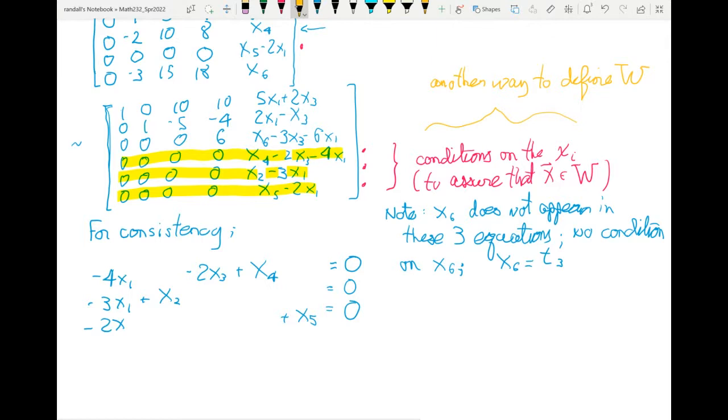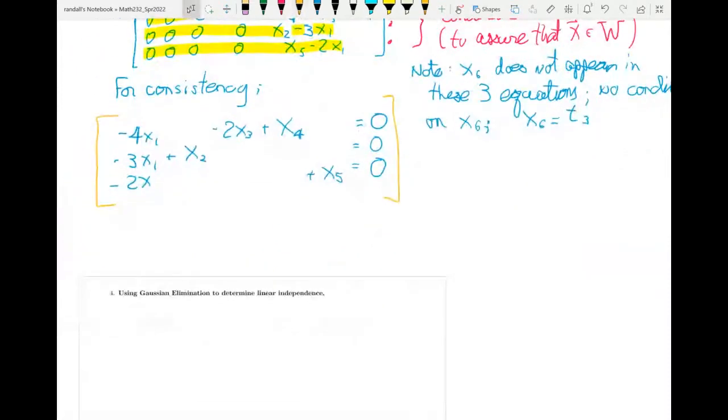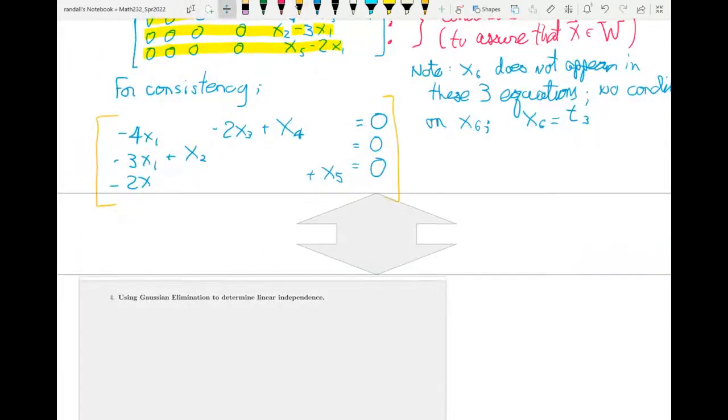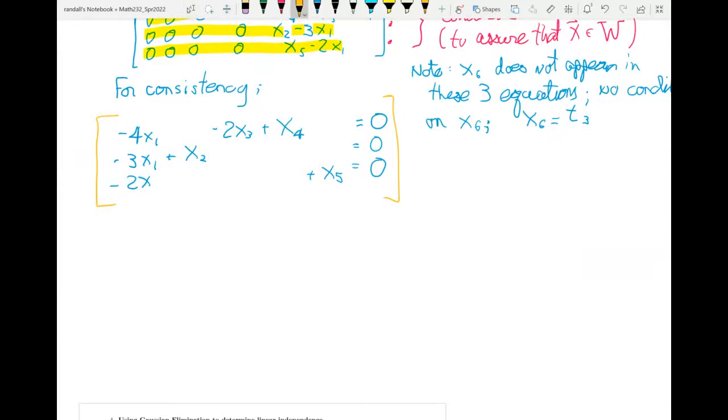So there we go. There's the system of equations the xi's need to satisfy for x to be in that set. That's our homogeneous system that defines the subspace W. So I'll make a note here. This is the homogeneous system that defines, this is what we mean, the subspace.